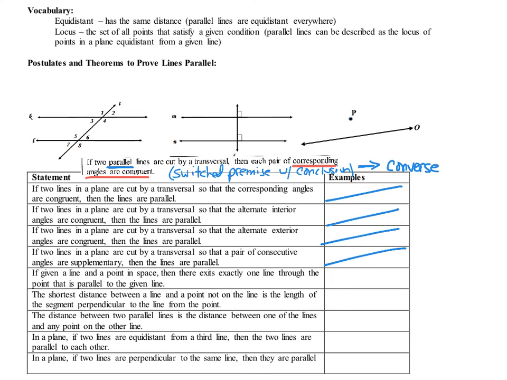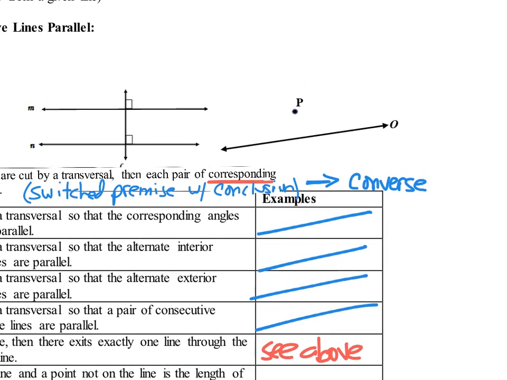All right. If a given line and a point in space, then there exists exactly one line through the point that's parallel to the given line. So that's this diagram here for some reason, and it actually should be swapped. But it's not. But I'll take that as a typo too. All this rule is telling us, and I'll just write C above, is that if I have a line and a point in space, there's only one way that I can draw a line through that point that's parallel to the given line.